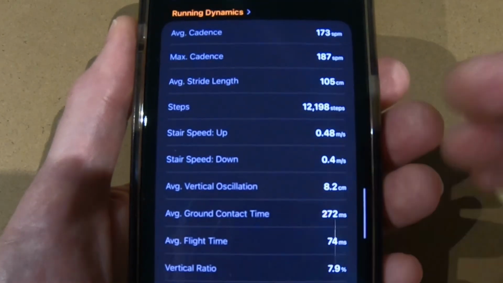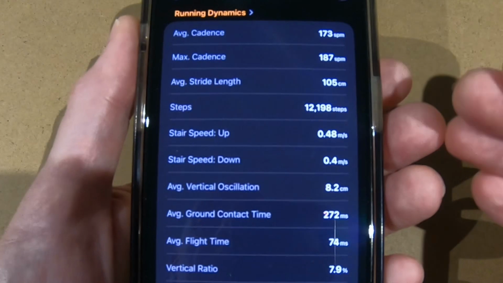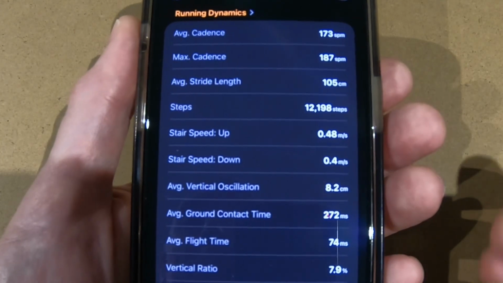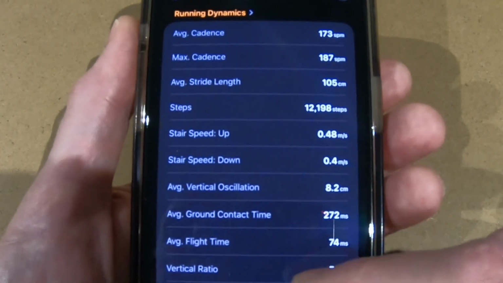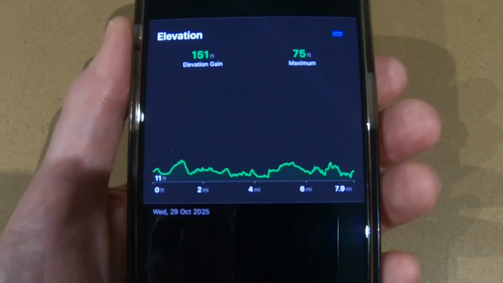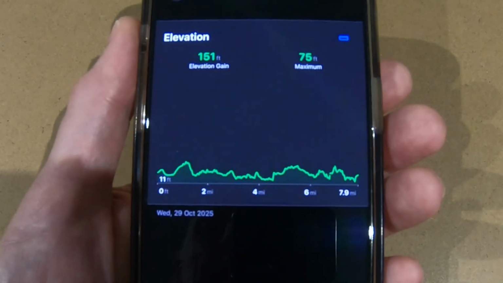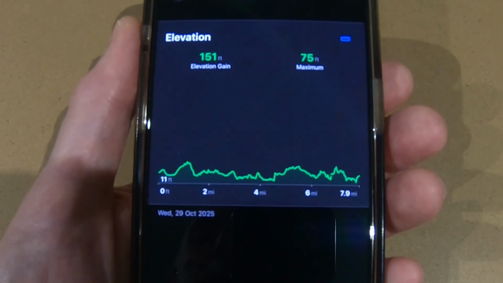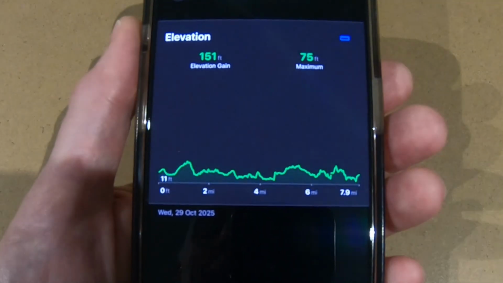Running dynamics talks about your cadence, your stride length, number of steps, etc. Then elevation shows your elevation gain, how much you've done over the whole course of the activity, and the maximum that you went up to, in this case only 75 feet.